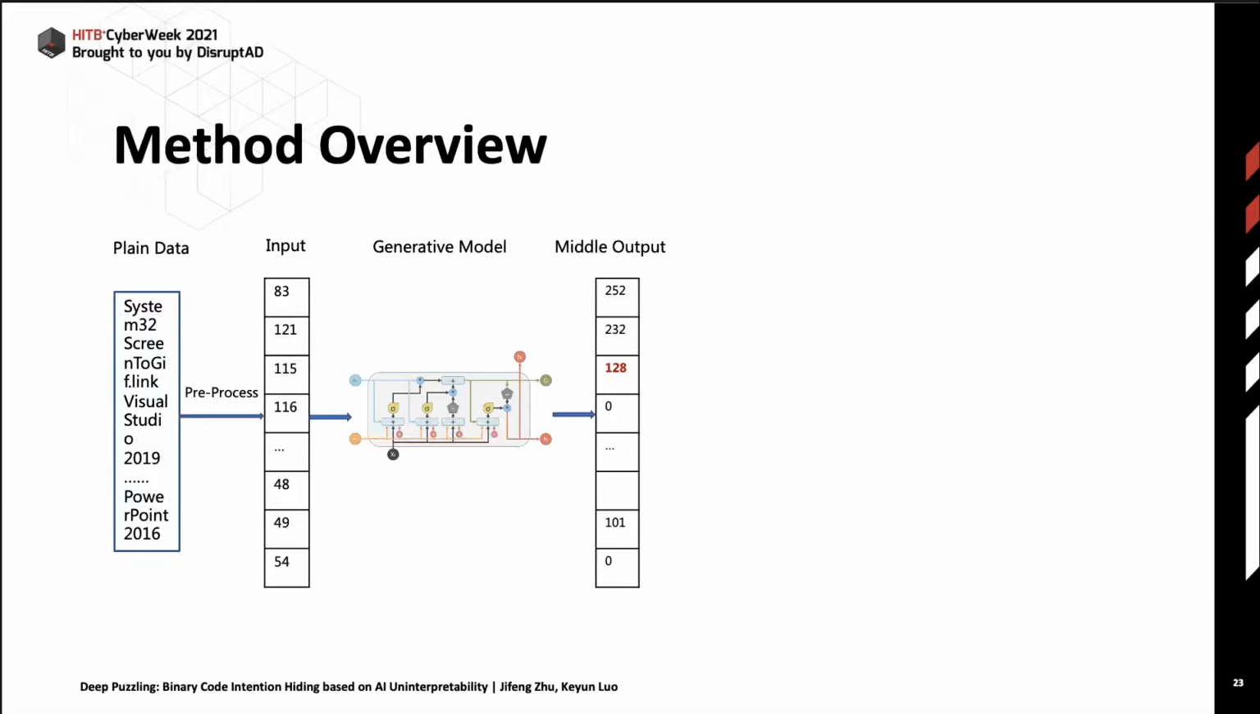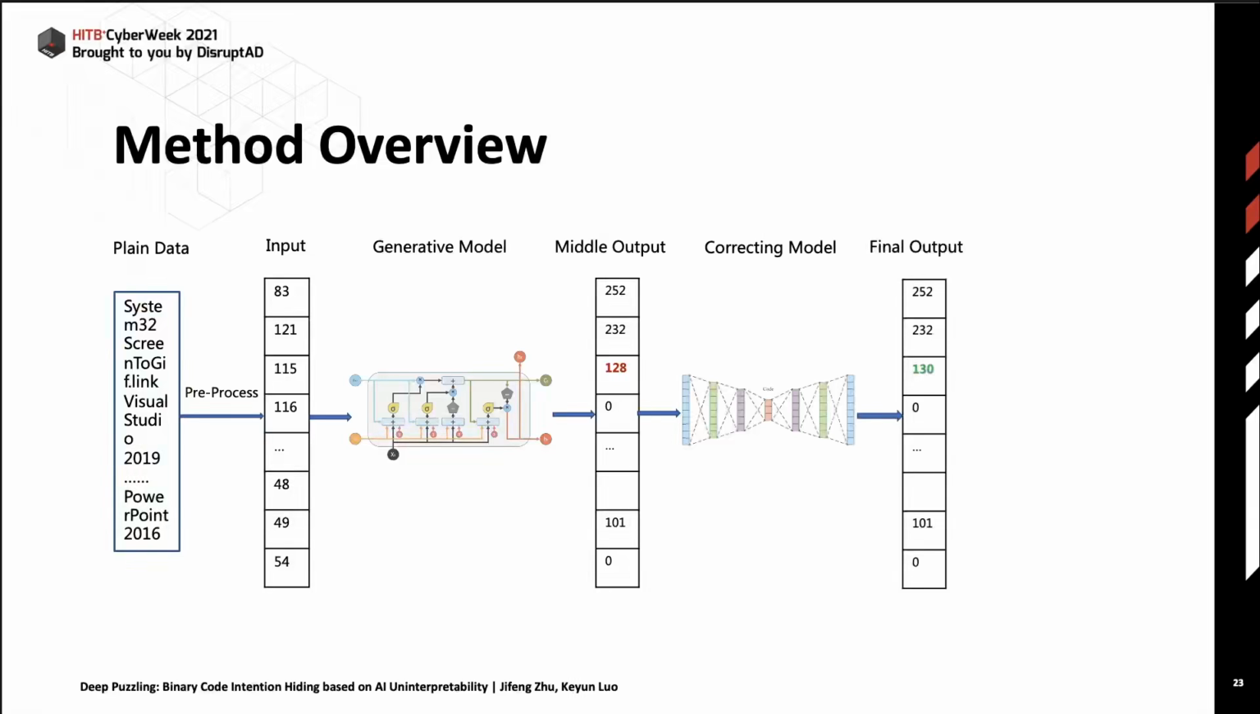Fourth, decoding the probability to get preliminary output. For instance, a list of indexes in the pictures named middle output. Fifth, fix some errors with an error correction model. Sixth step. And then we will get the final output. It contains our design intentions. Seventh, encode this data into binary code and execute it.